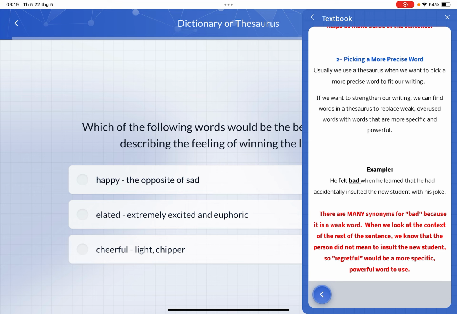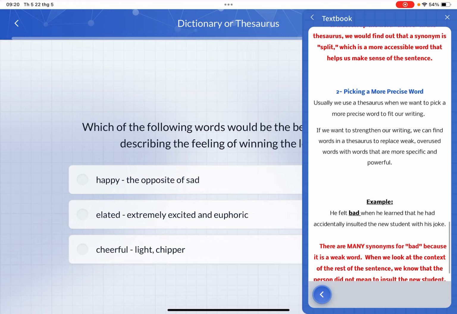So let's say he felt bad when he learned that he had accidentally insulted the new student with his joke. Well, there are many synonyms for bad because it is a weak word. Then we look at the context of the rest of the sentence. We know that the person did not mean to insult the new student. So regretful would be a more specific, powerful word to use. It just fits more perfectly in the sentence.